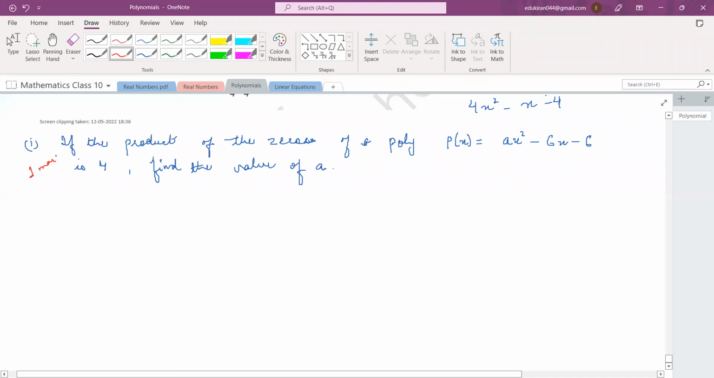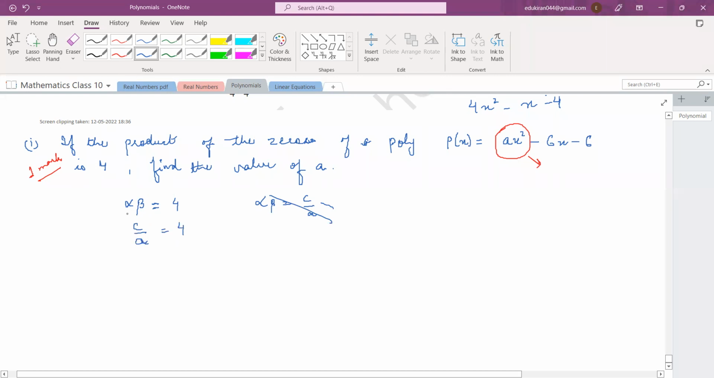It's a short question. Now, what is special about the question? Some coefficients are unknown. As you can see, there is an unknown coefficient here. It's very simple. If the product of the zeros of the polynomial is 4, that means your alpha beta is already given, that is 4. You have to find the value of a. Now alpha beta is equal to c by a. So alpha beta is equal to 4, that means my c by a is equal to 4.